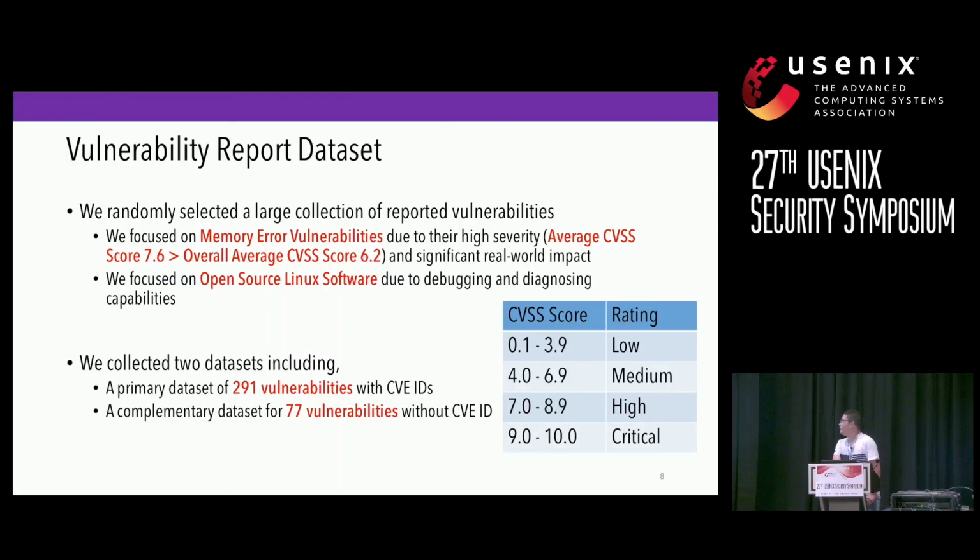First, we randomly select a large collection of reported vulnerabilities, and we focus on memory error vulnerabilities due to their high severity and significant real-world impact. And their CVSS score is greater than the overall CVSS score. And we focus on open source Linux software due to the debugging and diagnosing capability. Finally, we collect two datasets, including 291 vulnerabilities with CVE IDs and 77 vulnerabilities without CVE IDs.